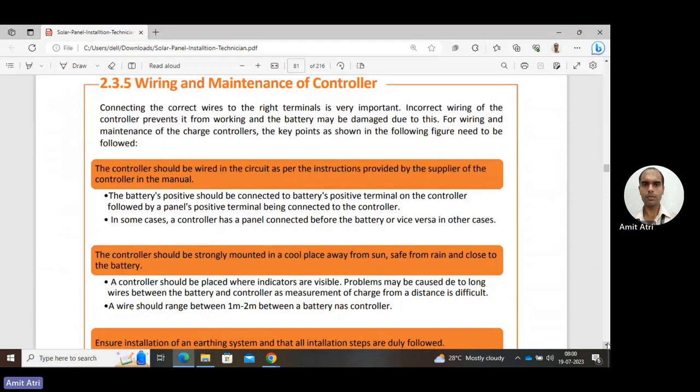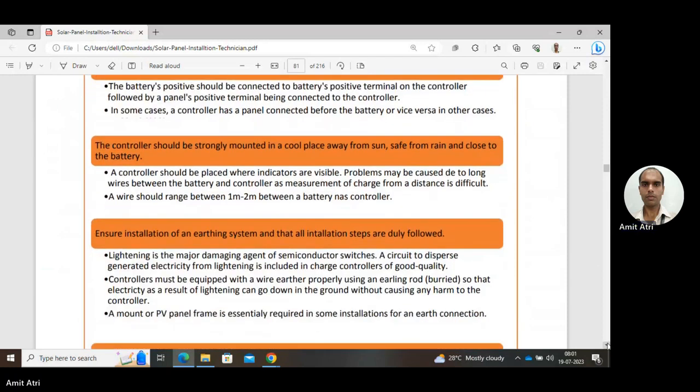like the positive terminal of the battery should be connected to the positive of the controller. No interchanging. The controller should be strongly mounted in a cool place away from the sun. Another precaution: not in direct sun, and rain should not reach it directly. It should be properly shaded from the sun and the rain, and placed near the battery.